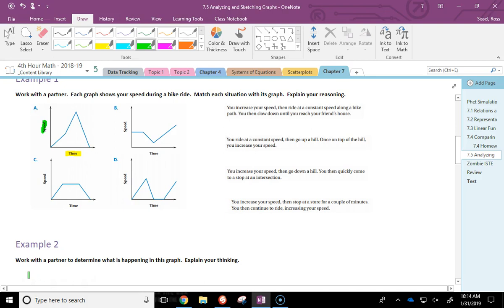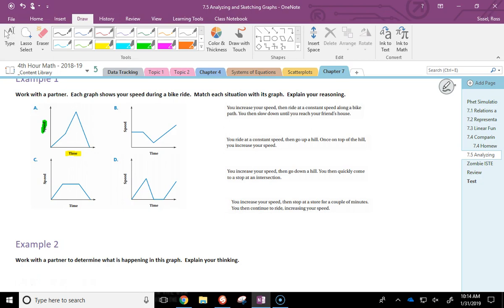I could look at my graph first and describe what's happening in the graph, and then match it, or I could go this way and look for it. What would you say the first one was? And we'll check your work. What did you say? The very first one. You increase your speed, then ride a constant speed, then you slow down until you reach your friend's house.